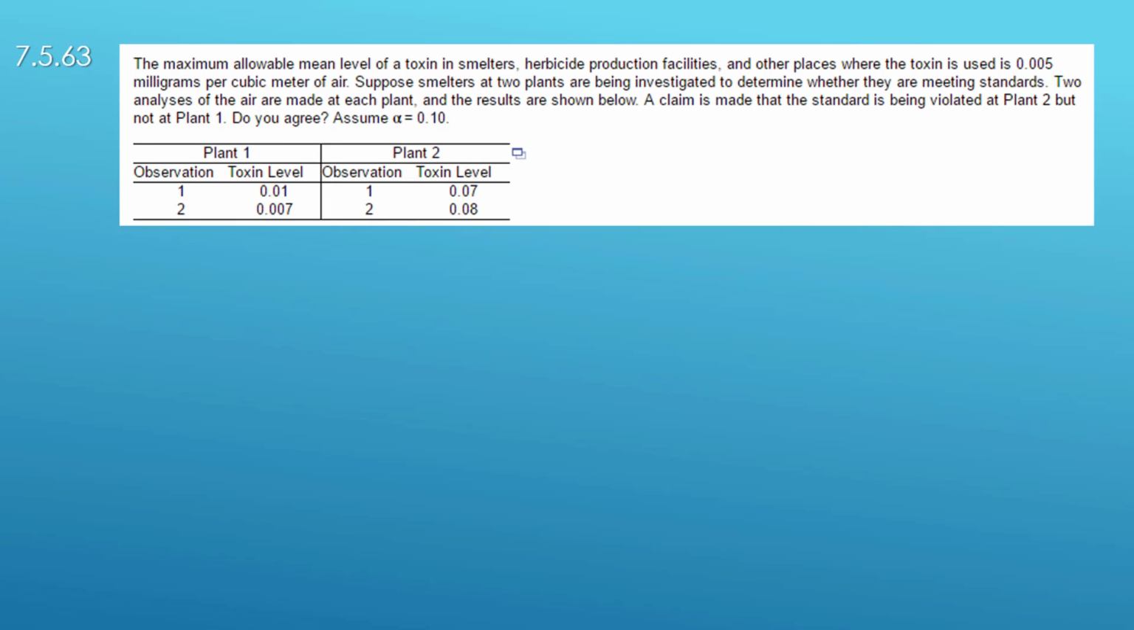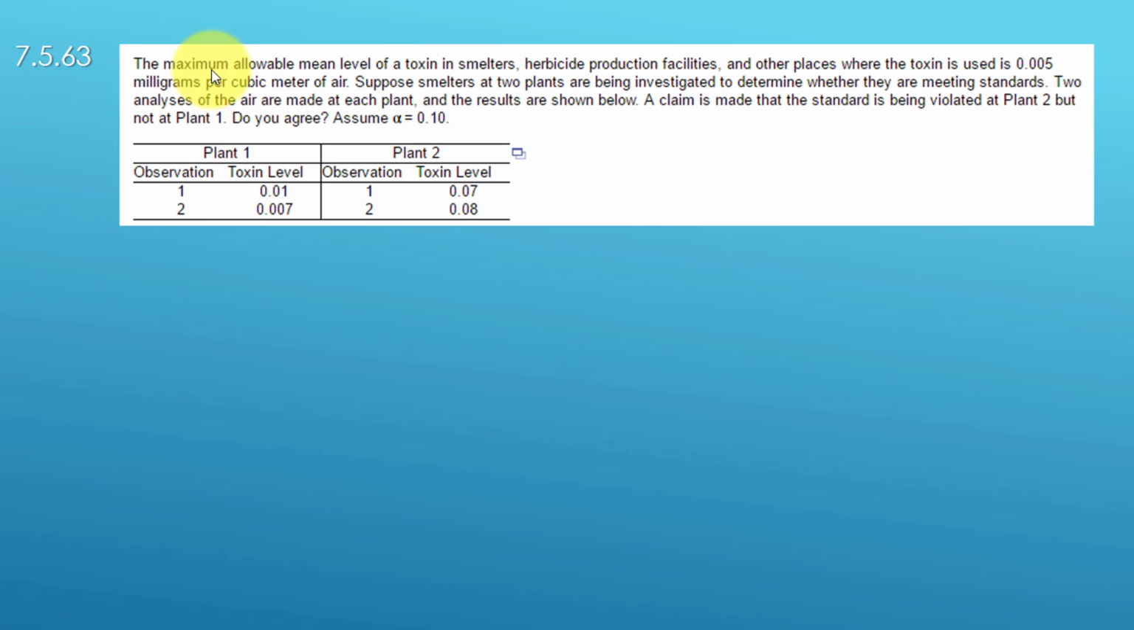Hi, this is Dr. Don, and I have another problem for you from McClave and my stat lab. This is problem 7.5.63. Let's read the problem and see if we can parse what the problem is asking us to do.